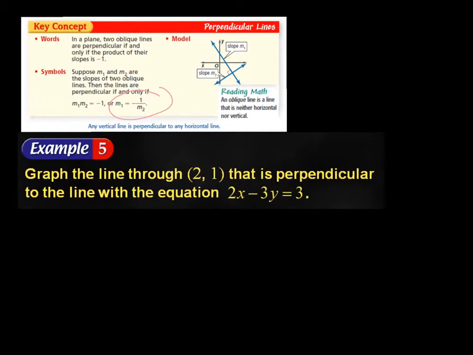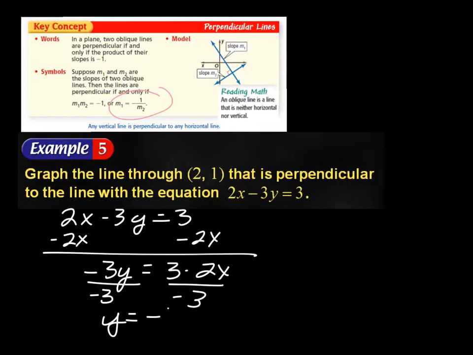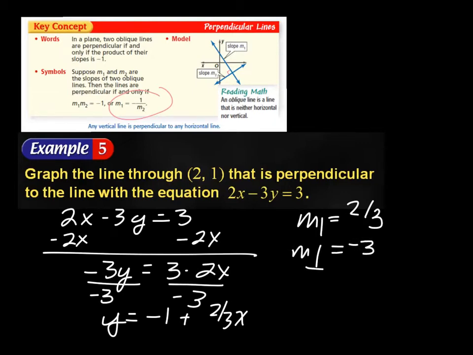Okay, this one's not going to have nice integer x and y intercepts, so I think I'm just going to do this one algebraically. So we want to solve for y. Subtract 2x from both sides. So -3y equals 3 minus 2x. Divide by -3. So y equals -1 plus 2/3 x. So if my original slope, I'm calling that m sub 1, is 2/3, then the slope of the line perpendicular to that is going to be -3 over 2.